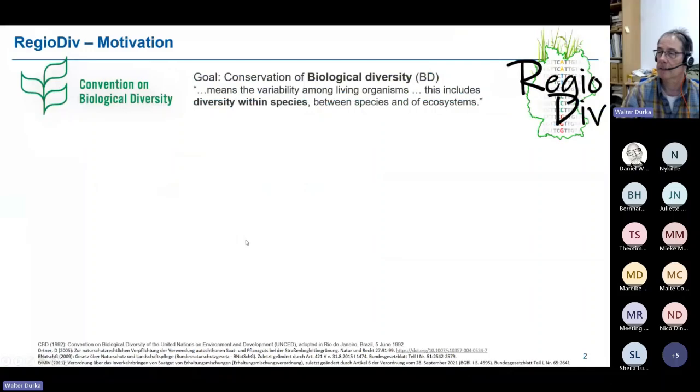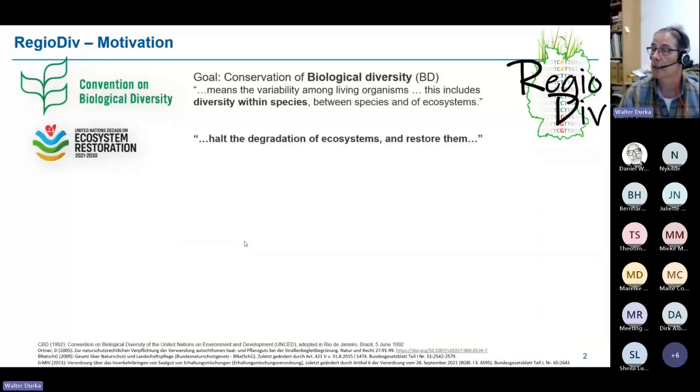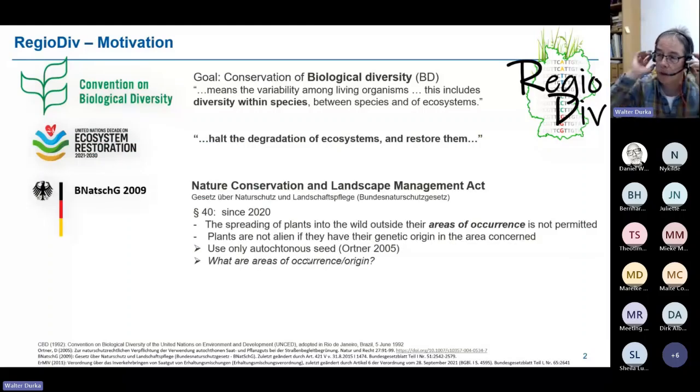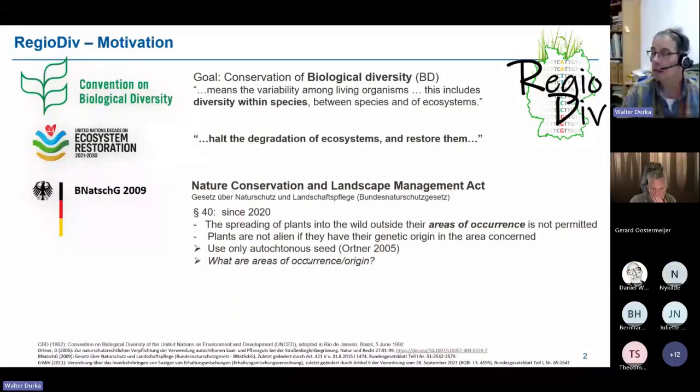So what motivates us? Of course, we want to conserve biological diversity, and as population geneticists, in particular, the diversity within species, the genetic diversity. At the same time, we are aware that biodiversity is endangered and that restoration is a big task for all of us. However, if you look into the German nature conservation law and how this is all implemented, there is not much to be found except one paragraph, paragraph 40, which says that the spreading of plants into the wild outside their areas of occurrence is not permitted.